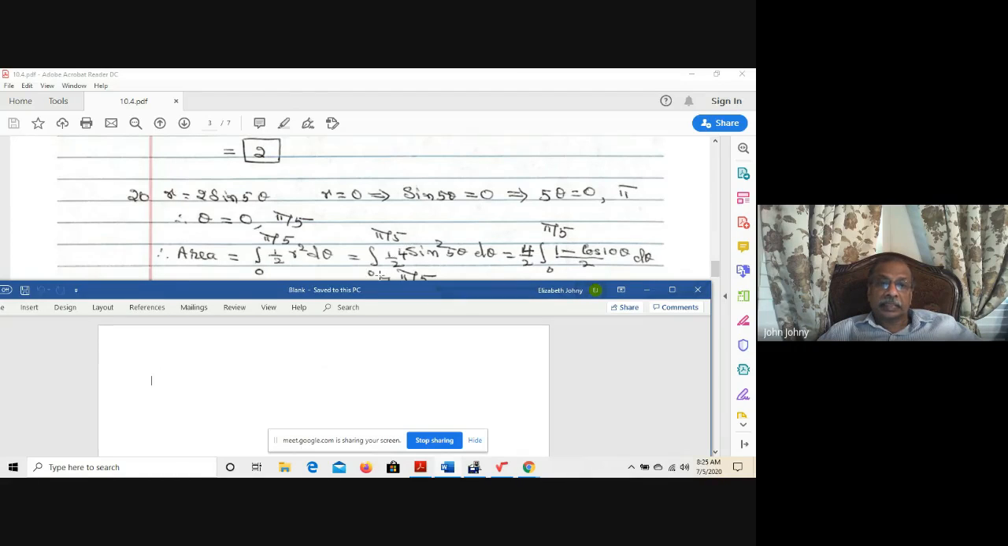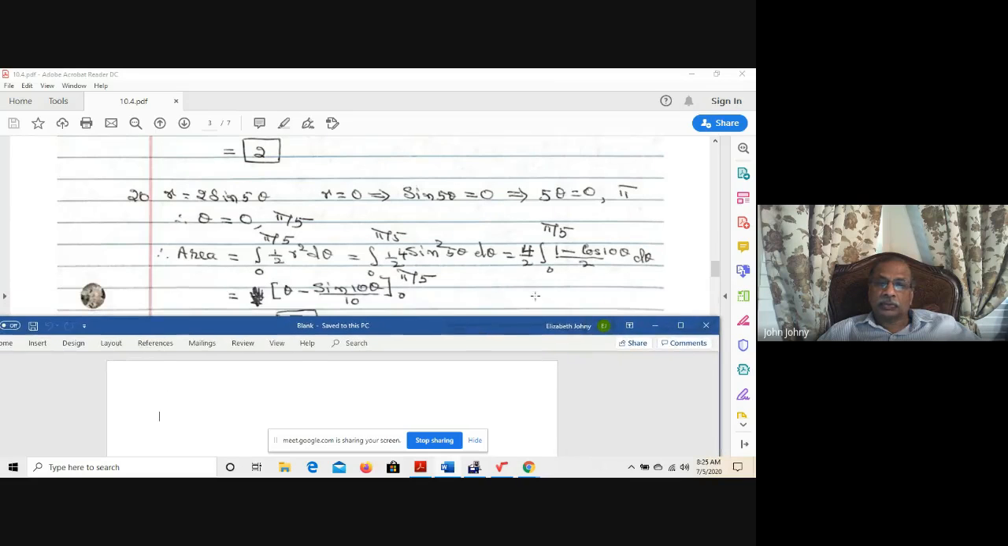That is the integral from 0 to pi over 5 of 1/2 times 4 sine square 5 theta d theta. The 4 over 2 is pulled out. Then you use the power reducing formula: integral 0 to pi over 5, 1 minus cos 10 theta, the angle must be doubled, whole divided by 2.